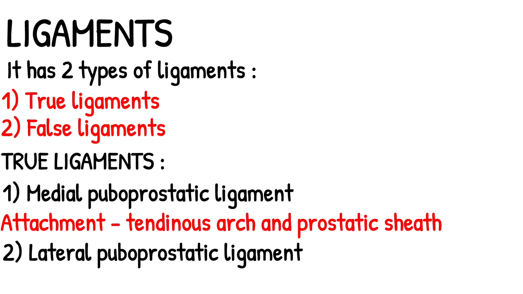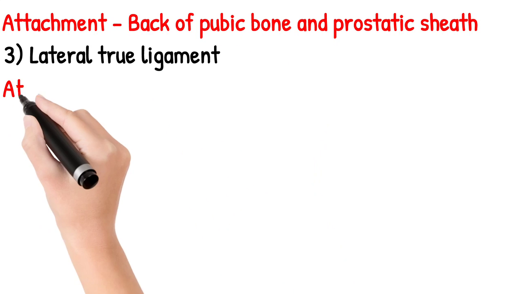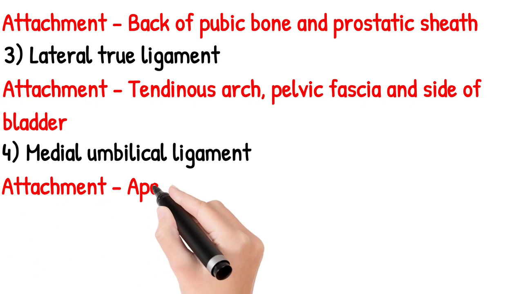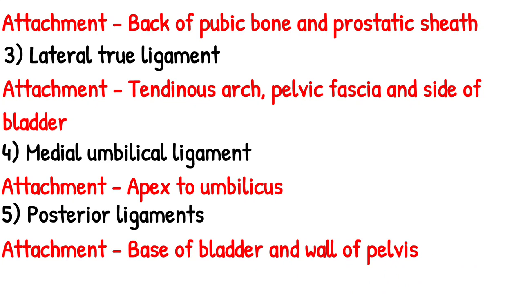The first one is medial puboprostatic ligament. The medial puboprostatic ligament is attached to the tendinous arch of the pubic bone. It is related anteriorly to the tendinous arch of the pubic bone of the hip bone, or the pubis of the hip bone, and posteriorly to the prostatic sheath covering the prostate gland. Okay.